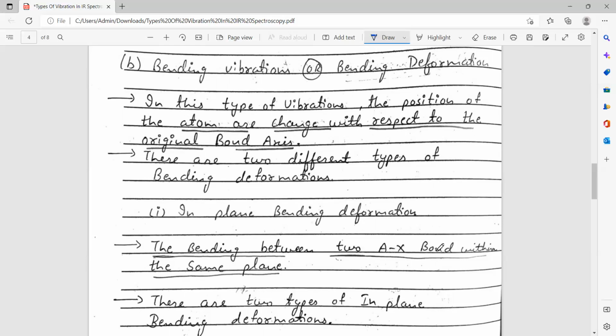The bending between the two X bonds within the same plane; there are two types of in-plane bending vibrations.